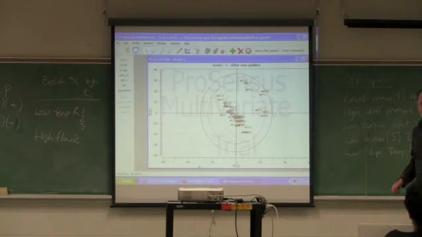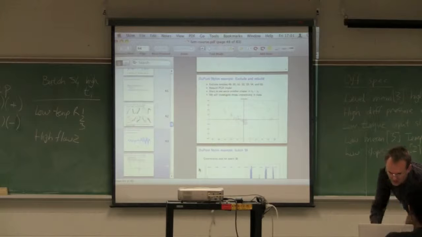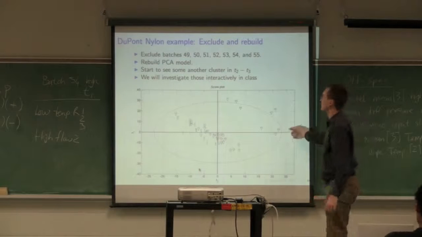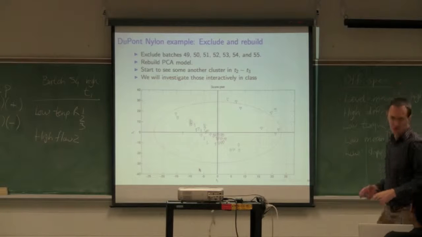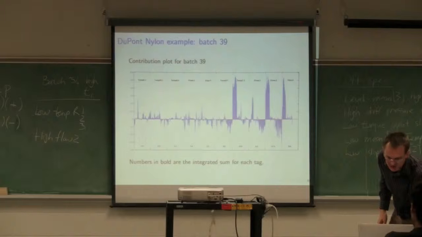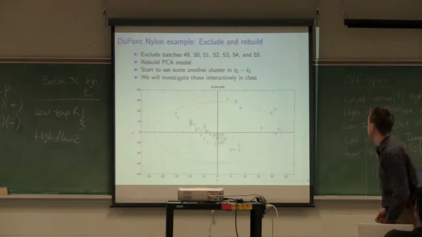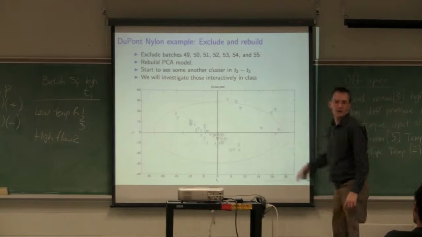In your notes, I think, is it the same orientation? Yeah. So for this particular model, you should have the same scorecard in your notes. After excluding batches 49 to 55, which we've identified the problem with, we see a new cluster there. And in this particular case, I'm going to do a contribution plot for batch 39. So batch 39 is up here with high T3.